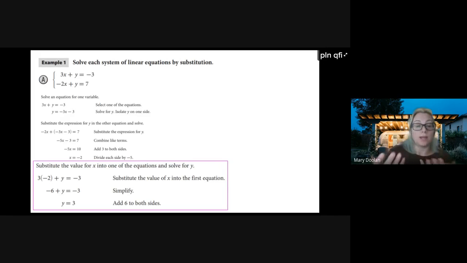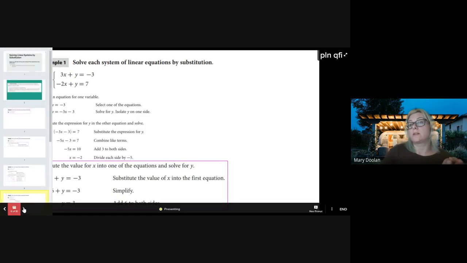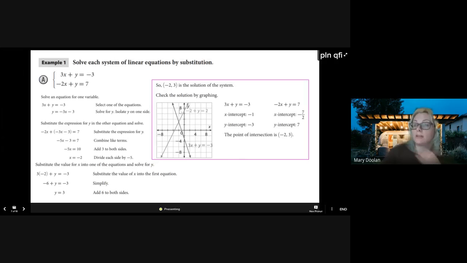And so at this point, I now know what x is and I know what y is. Whenever you do one of these problems, you do want to check your work. And so in the last part of this problem, if x is -2 and y is 3, that's our solution. So if I graph these two lines, they should intersect here. Another way I could check is by plugging in the values to the two equations.